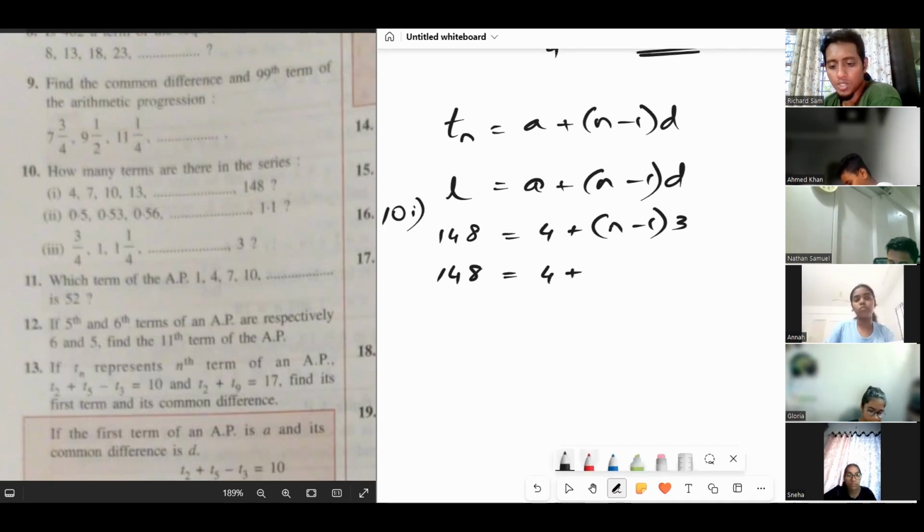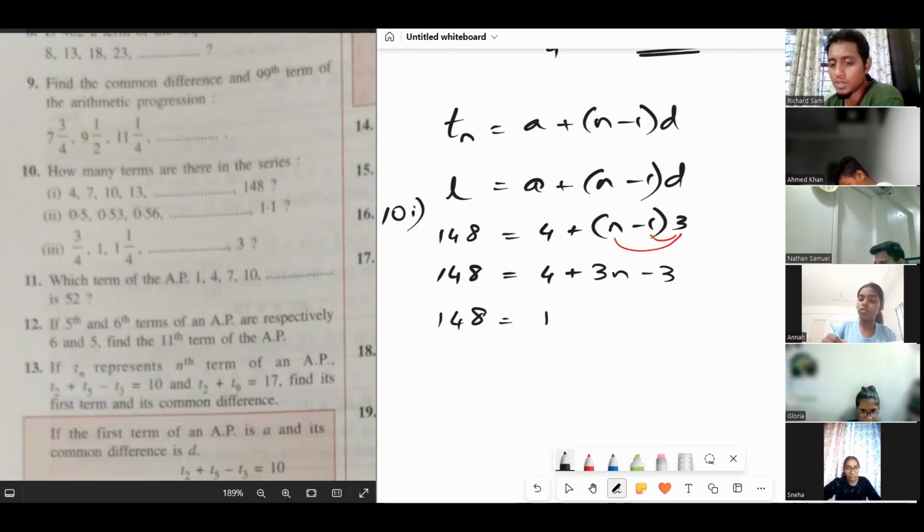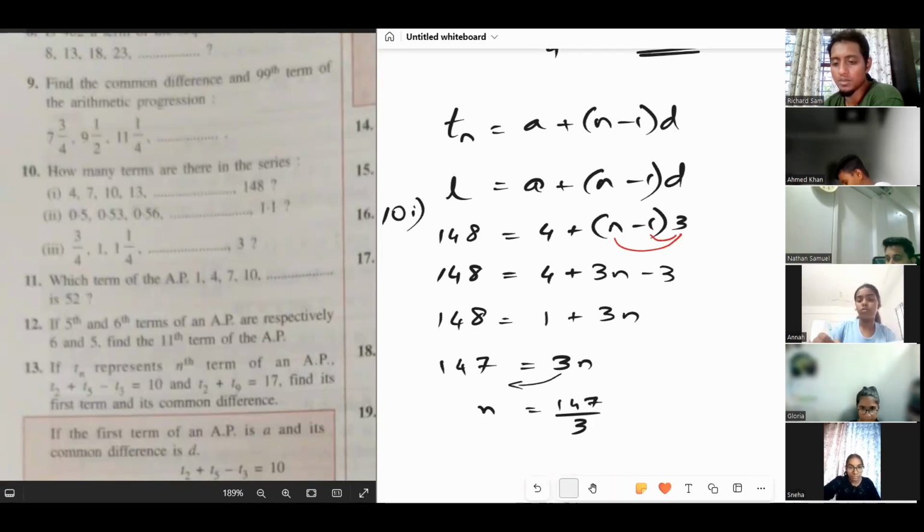Okay, if you didn't get it, watch here. So n minus 1 into 3, which means n multiplied by 3 and this 1 also multiplied by 3. So n into 3 would be 3n and minus 1 into 3 would be minus 3. Okay, so now we have to take all numbers to one side. Before that, let me do 4 minus 3, which is 1. 1 plus 3n. Then take the 1 on the other side, so that will become 147 is equal to 3n. Then take the 3 down, so n is equal to 147 divided by 3, which is equal to 49.